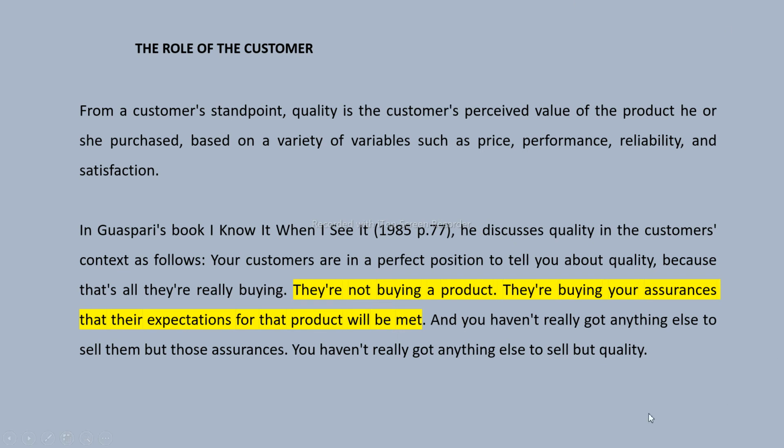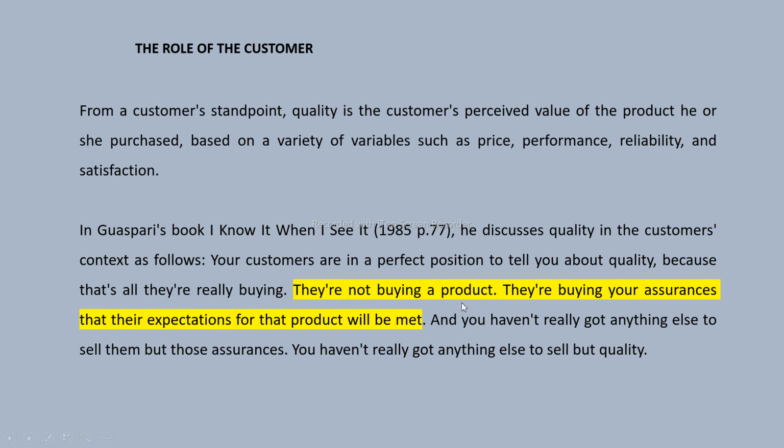From a customer's standpoint, quality is the customer's perceived value of the product he or she purchases, based on a variety of variables such as price, performance, reliability, and satisfaction. In Gooseberry's book, I Know It When I See It, he discusses quality in the customer context as follows. Your customers are in a perfect position to tell you about quality because that's all they are really buying. We think they are buying our product, but they are buying our quality. They are not buying a product.